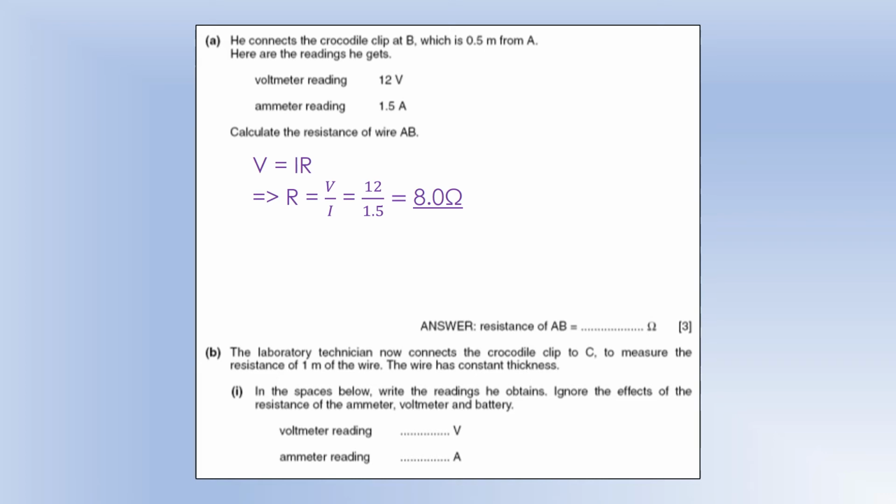Okay, the technician now connects a crocodile clip to C, so we've now doubled the length of the wire, but the thickness is constant throughout. Write the readings you'd get, ignoring the effects of the resistance of the ammeter, voltmeter or battery. The voltmeter reading is going to be the same because it's got to be equal to the EMF of the battery. The current reading is going to be half because if we double the length of the wire, we double its resistance, so we must halve the current for the same EMF.